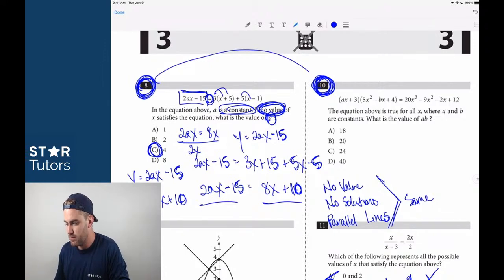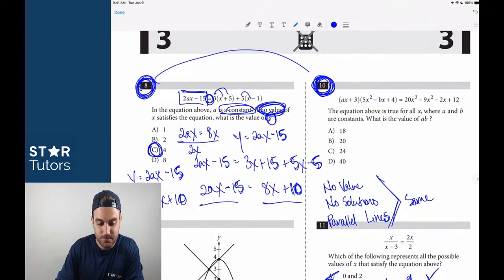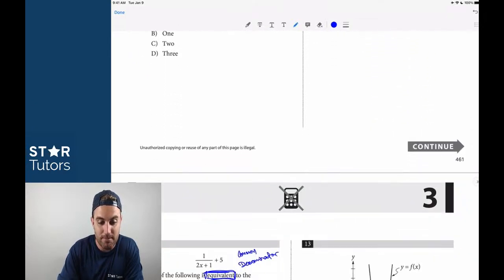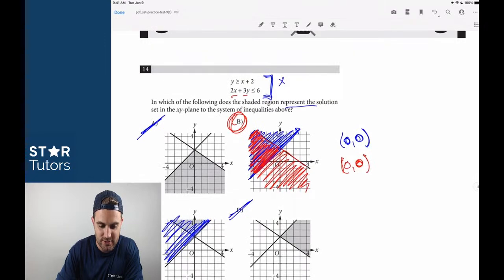Is that cool? So right now, guys, 4 of the first 8 questions deal with linear equations. Y equals mx plus b, no value, right? Parallel lines, that's parallel lines. Linear equation. That's what we have to be thinking about. Okay, so right now we're at a pretty high clip. 50% of the problems so far are linear equations.